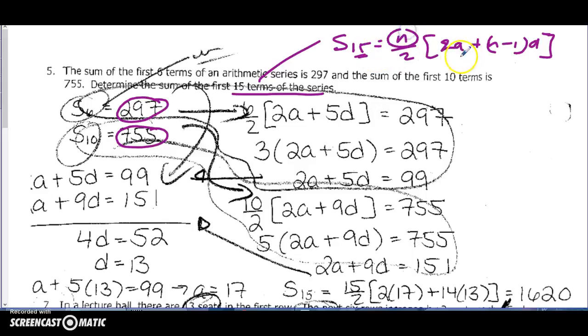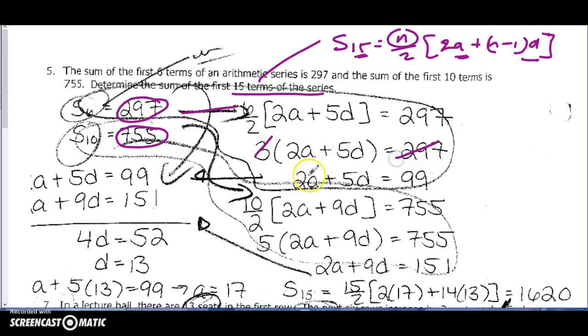So we're good with this. We don't know A, we don't know D. So what you do, just similar to question number 4 on the previous page, you set up 2 separate equations and solve through elimination for one of the unknowns. So here I have S6 is 297. And that's 6 divided by 2, and you work your way through here, 297, and there's 3.